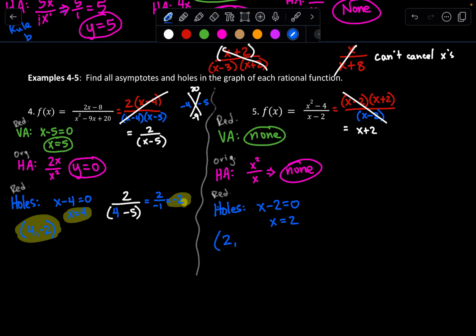Then we're going to put that into the reduced equation. So something plus 2. And in this case, the x, this is where it's coming from. We're doing 2 plus 2. So we get 4. So this is from what comes out here, and then once you plug it in.